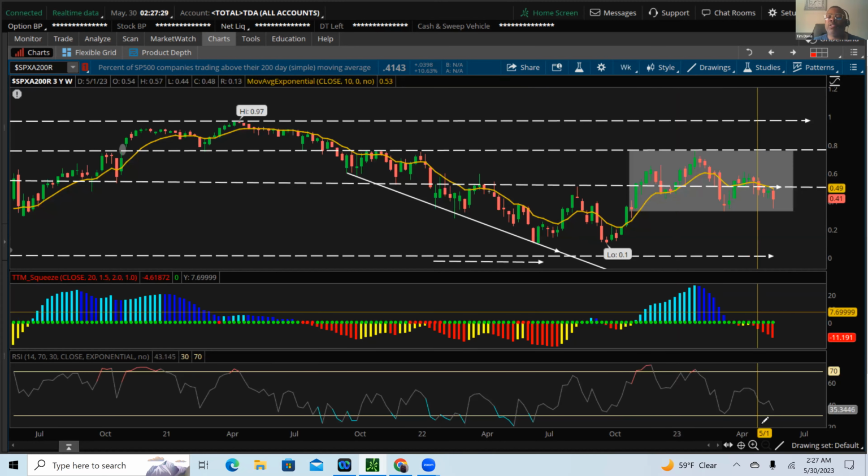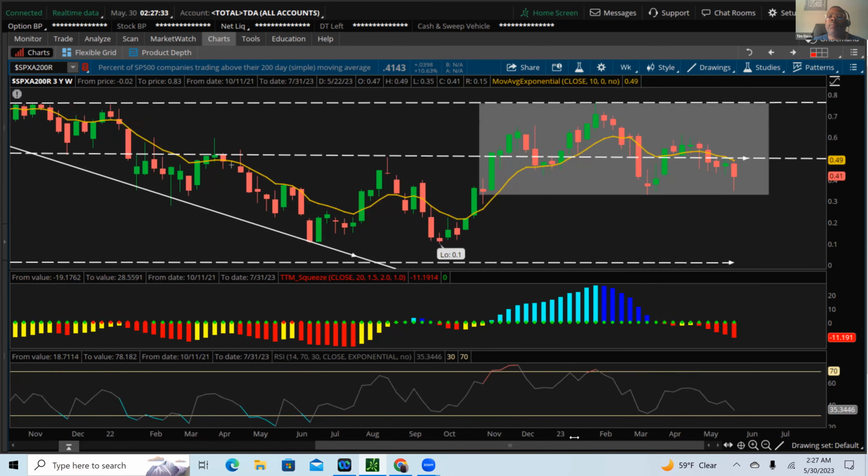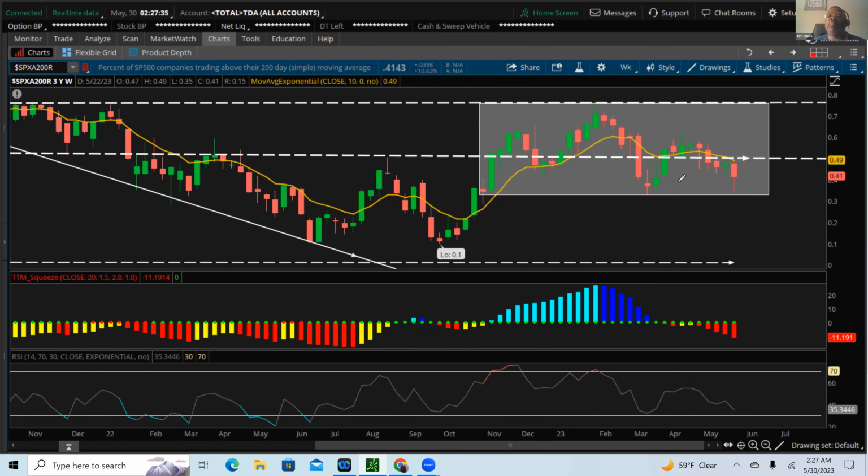So the weekly chart shows you a possible, over the past 6-7 months or so, we've been creating this head and shoulders pattern on this weekly chart. See that?